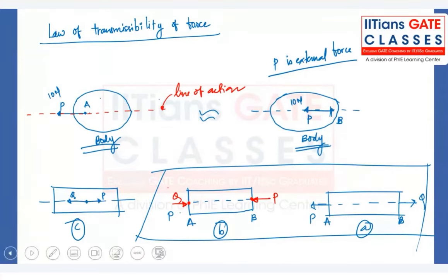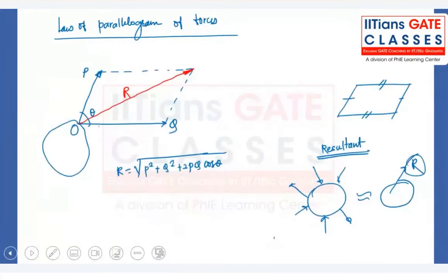Let's continue to the next point. We have studied the first law, the law of transmissibility of force. Now we'll understand the law of parallelogram of forces. Let's write the statement first. The law states that if two forces are acting simultaneously at point O on a body and are represented in magnitude and direction by two adjacent sides of a parallelogram.